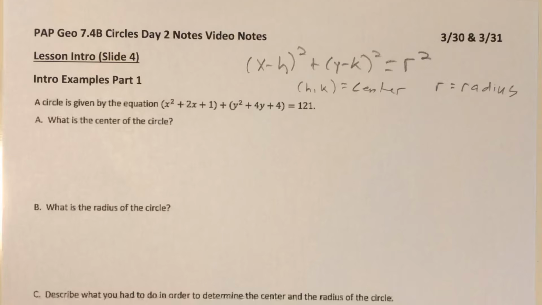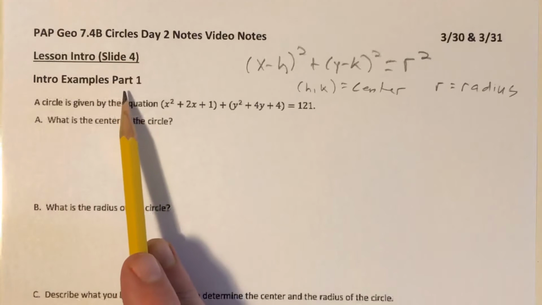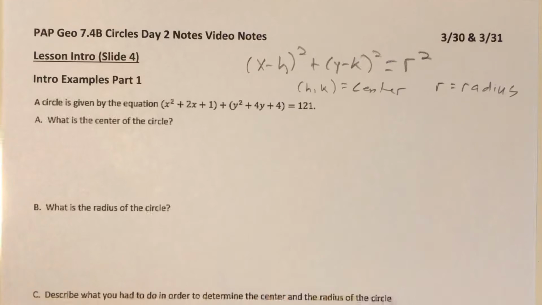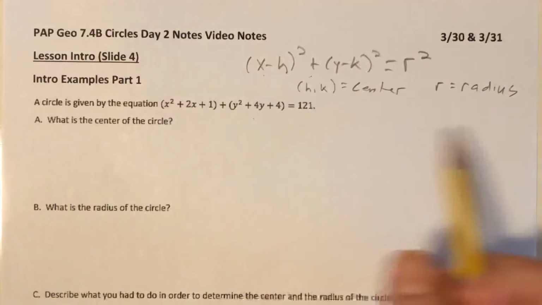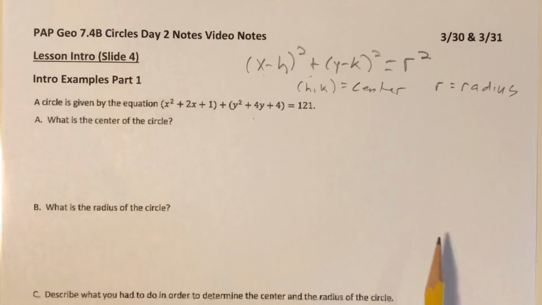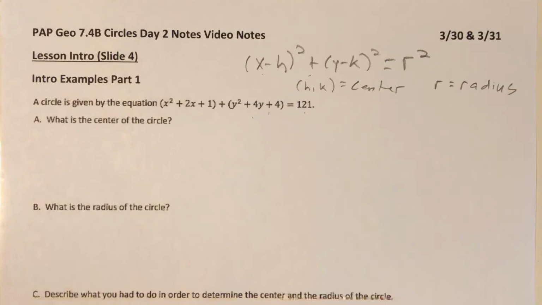Okay, well today we're going to talk about how to go from general form of the equation of a circle to the center radius form of the equation of a circle. Because if we look at what's given to us here in this intro example part 1, I've got x squared plus 2x plus 1 plus y squared plus 4y plus 4 equals 121. Well, that doesn't quite look like what we have up here. It's not in that form at all. Okay, so this is in what we call general form slightly. They've moved the 121 to the other side already for us.